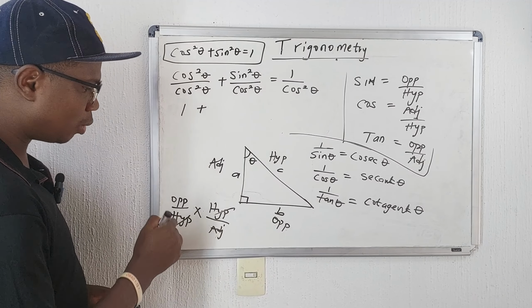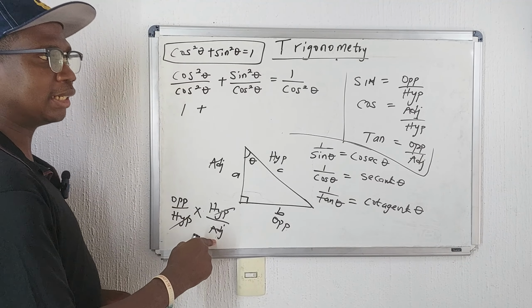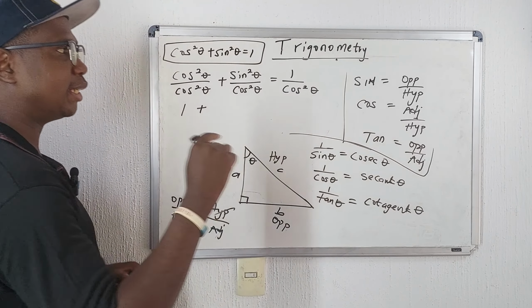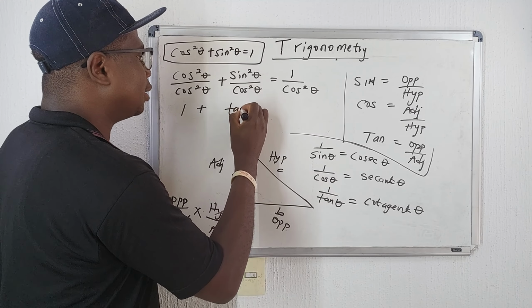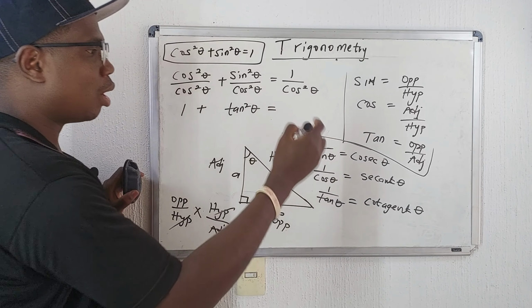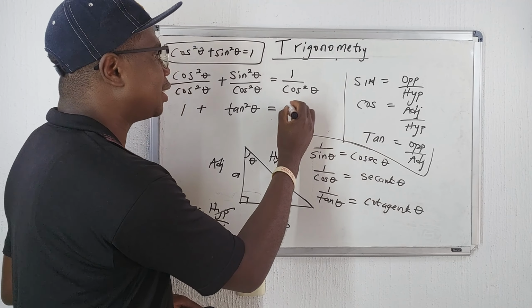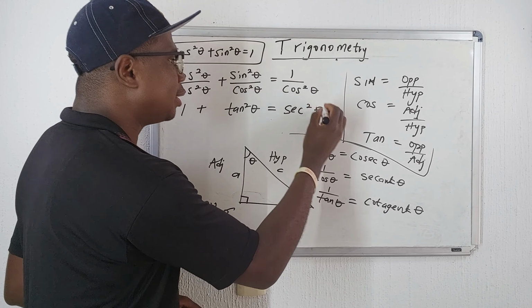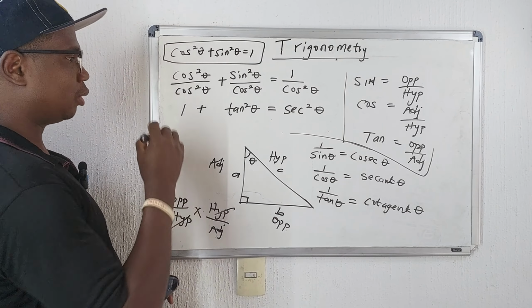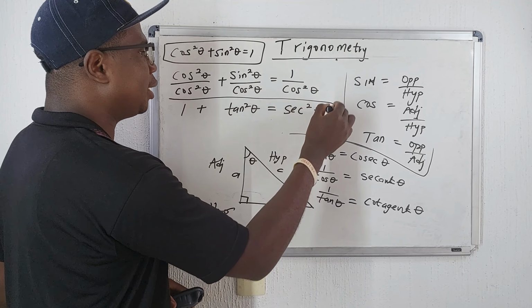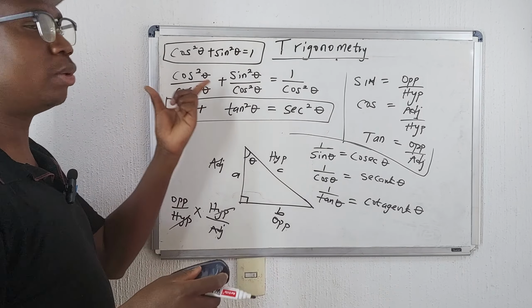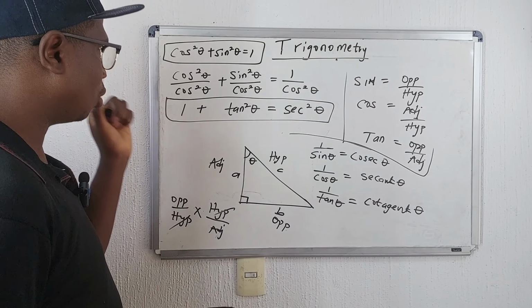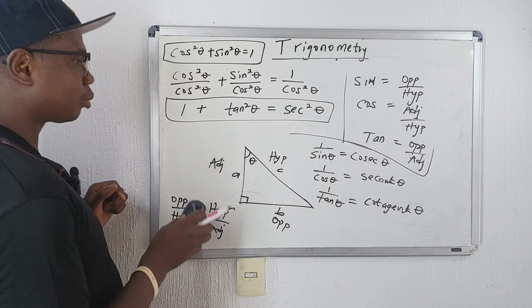So the hypotenuse can cancel with this. So we have opposite over what? Adjacent, which is how we get tan theta. Then we now put the square. That will be tan squared theta, and 1 over cos squared is what? Sec squared theta. Now, this is another basic fundamental identity.